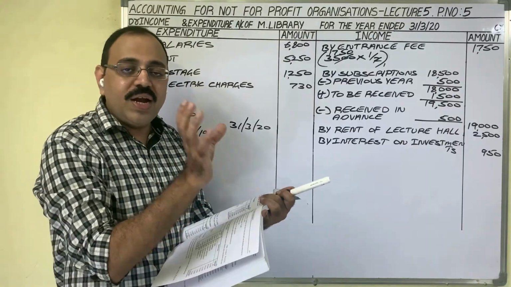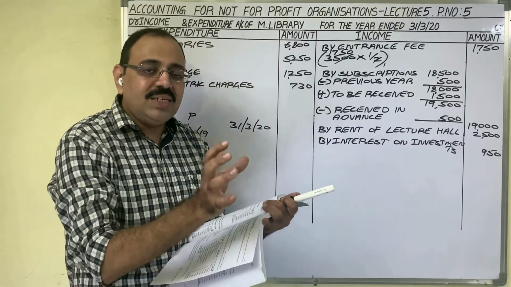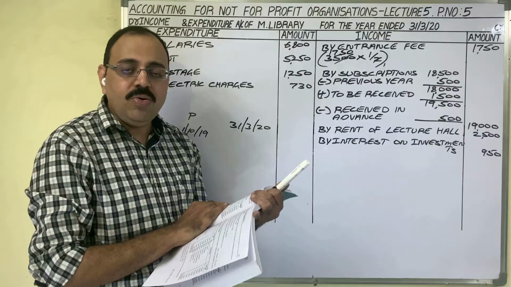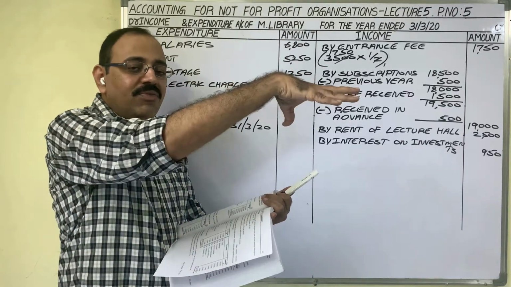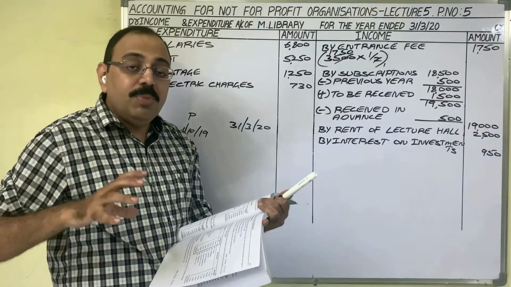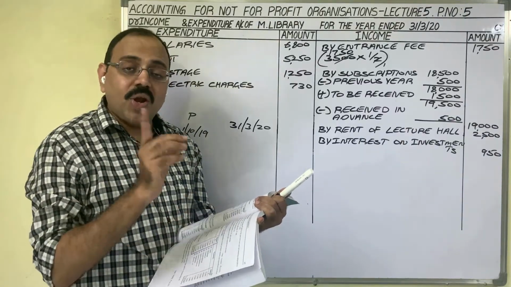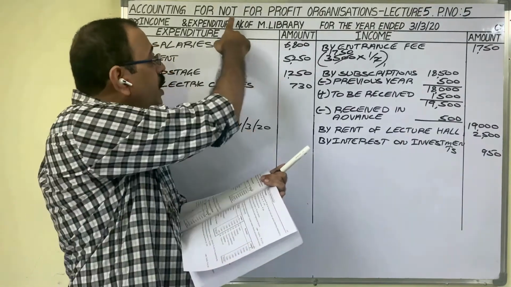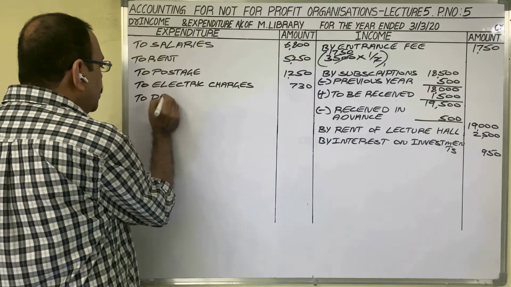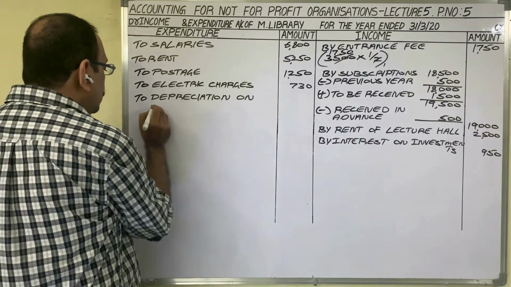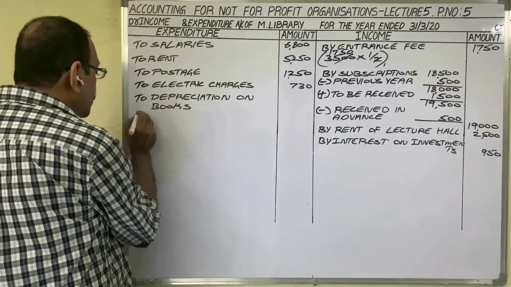So books are treated as fixed asset. On fixed assets, we have to provide depreciation, because as time passes, this asset value reduces. So depreciation on books is loss. Losses are to be debited to this account. To depreciation on books. You have to show the calculation here.